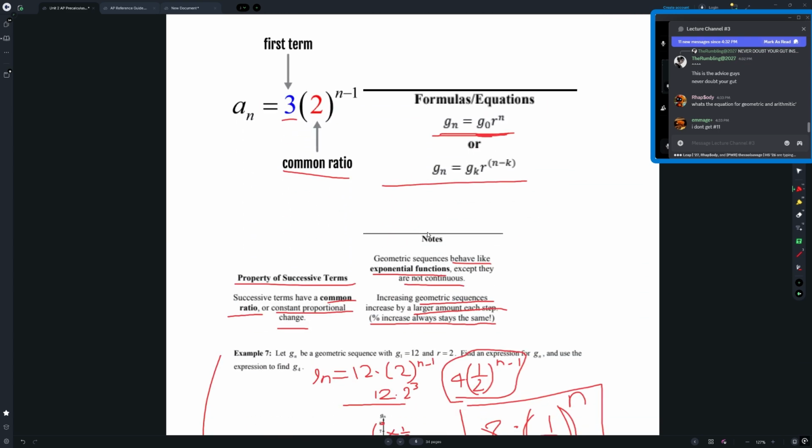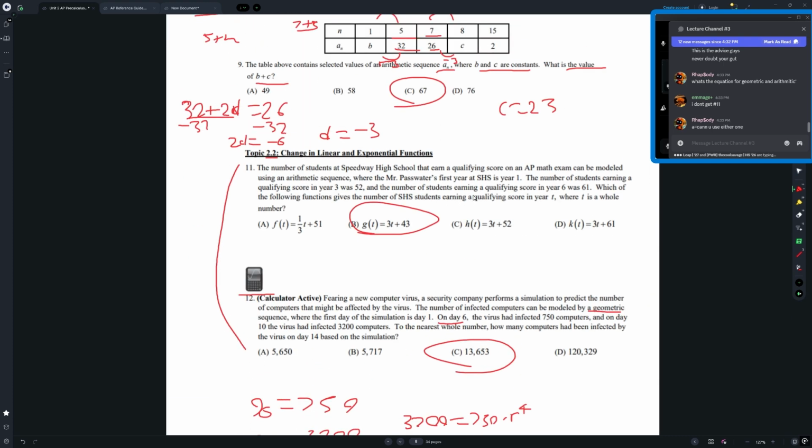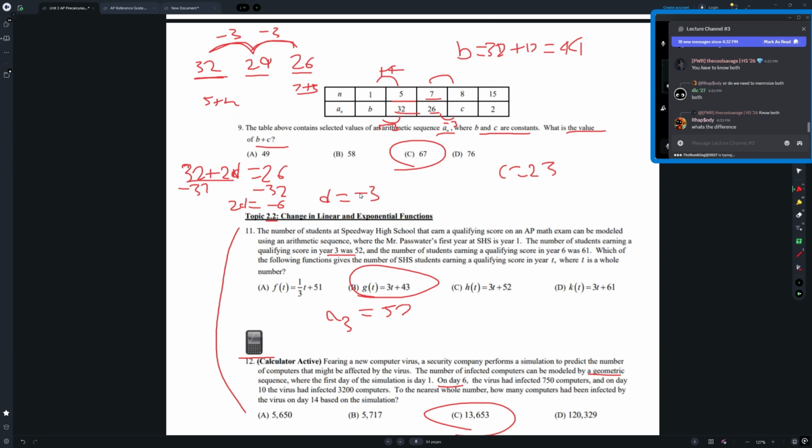I'm getting number 11, which was this one. So it says at year 3, so that means a of 3 is equal to 50. You can use either one. It's better to know both, but you can also do it the way I was doing it, where you have a term and you have to find out how many steps you have to go.